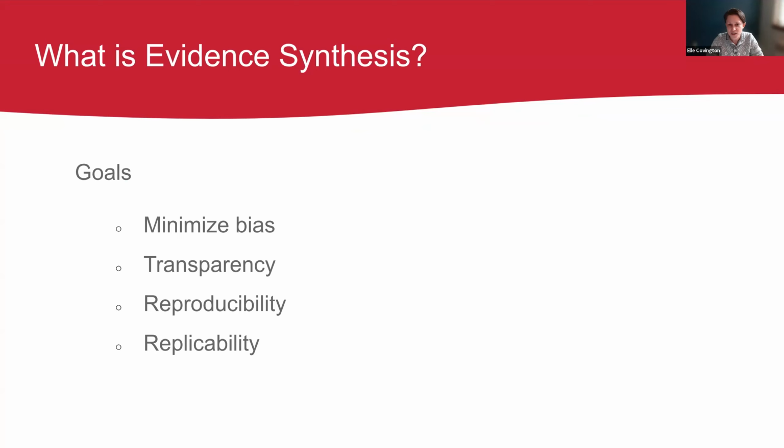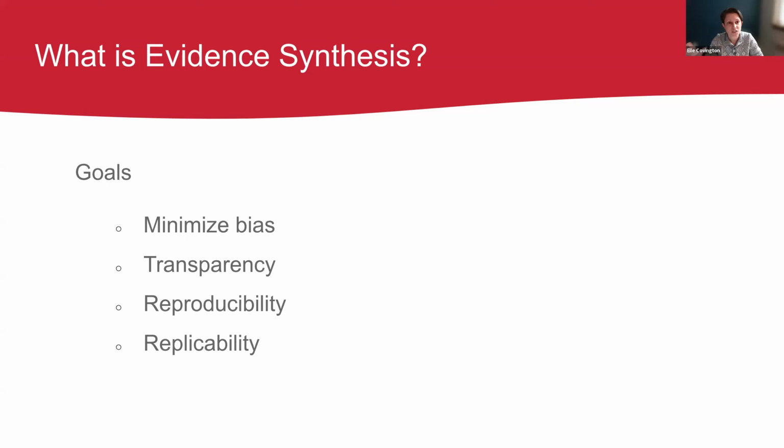But one of the things that we're talking about with these methods and methodologies is the goals are to minimize bias, to increase transparency, reproducibility, and replicability. And so this really started a push in the 70s to say, we really need more transparent and reproducible science. And so this has grown out of that movement. And so that is one of the things that all of these have in common, these are the goals of what we're trying to do.